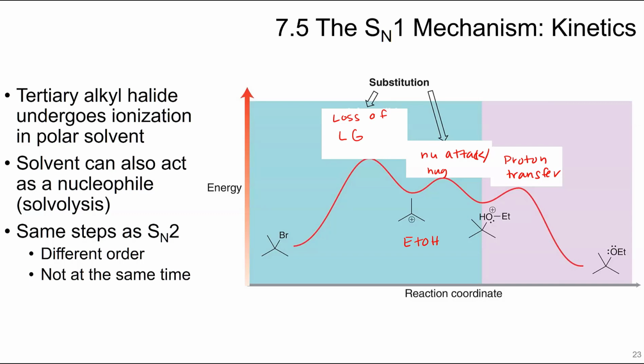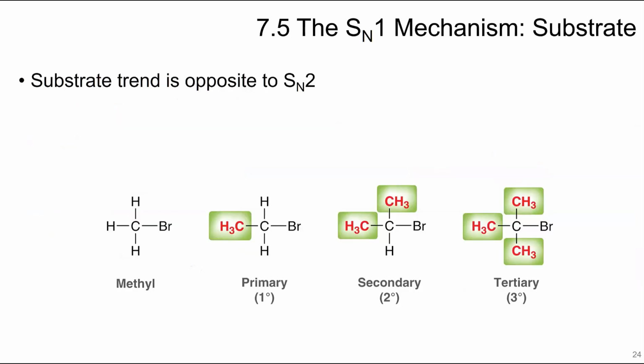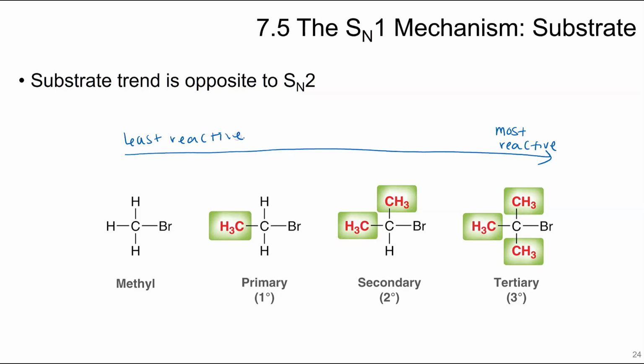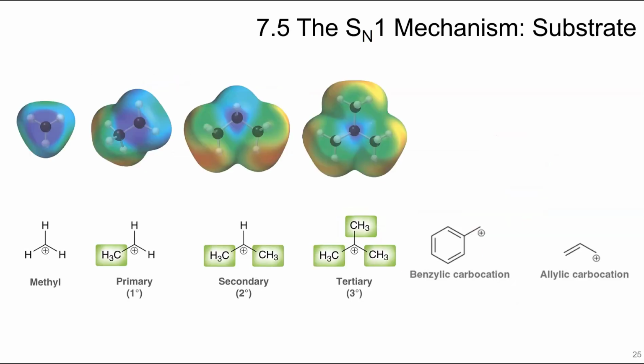The same steps are occurring as in an SN2 reaction, but it's in a different order and not at the same time. Because of the mode of the mechanism, the substrate trend is opposite to SN2. In an SN2 reaction, the methyl was the most reactive and the tertiary didn't happen. But for SN1, this is the most reactive, and this is the least reactive. And we'll look at why on the next slide here.